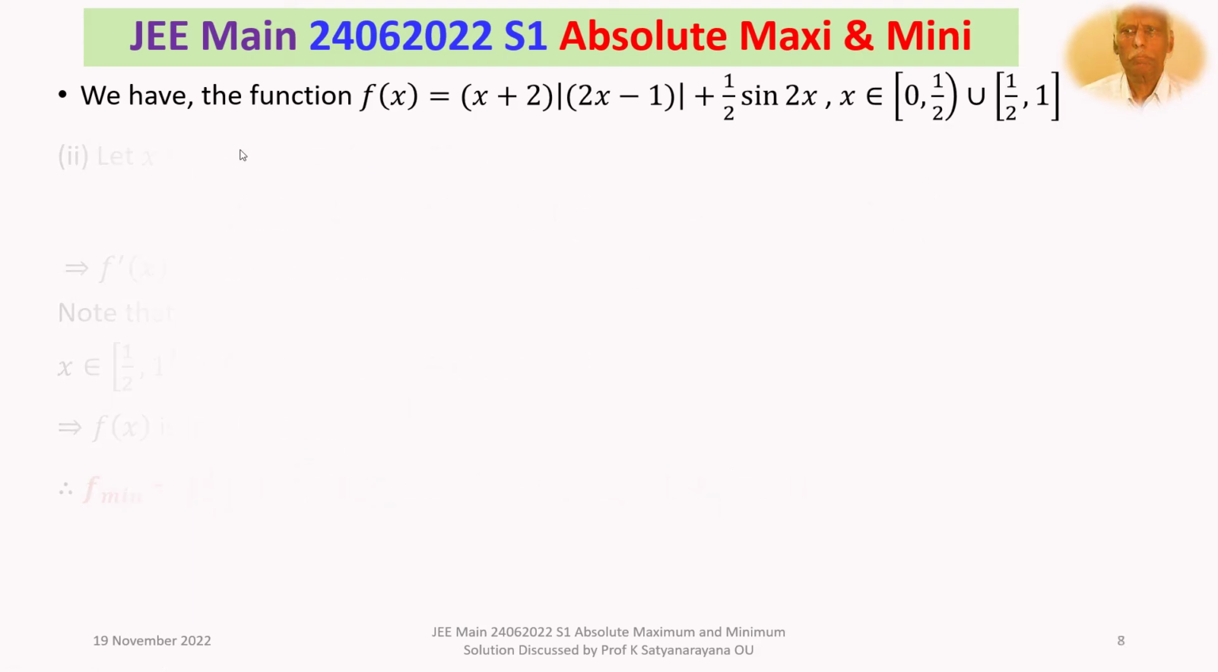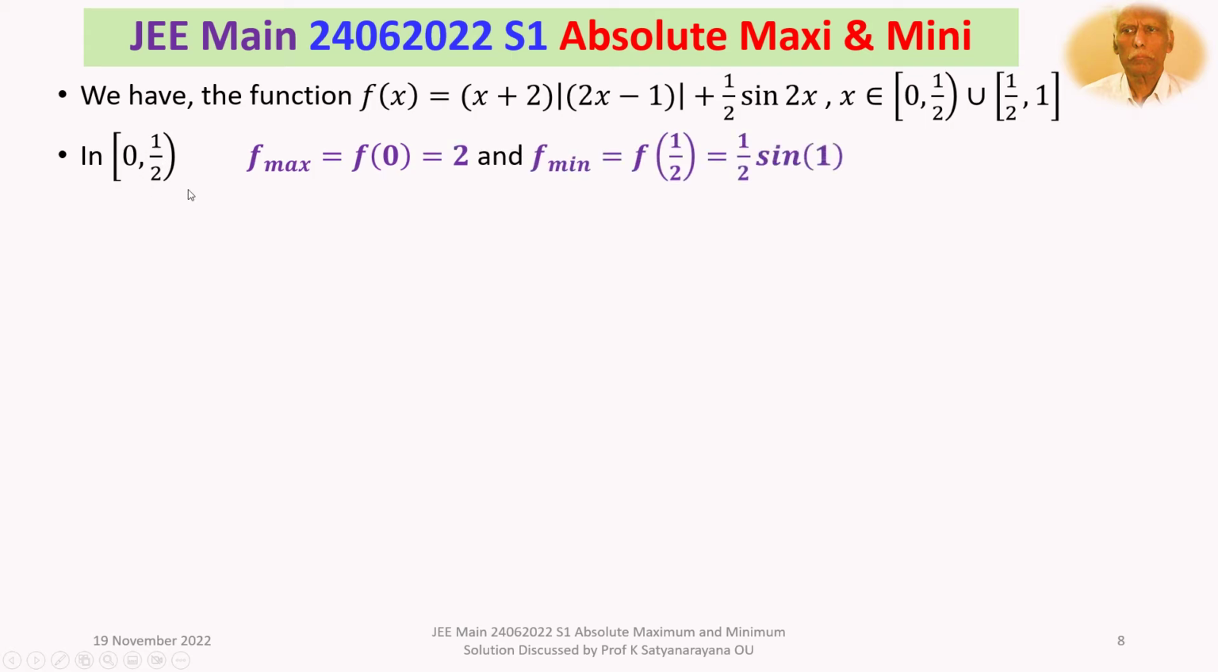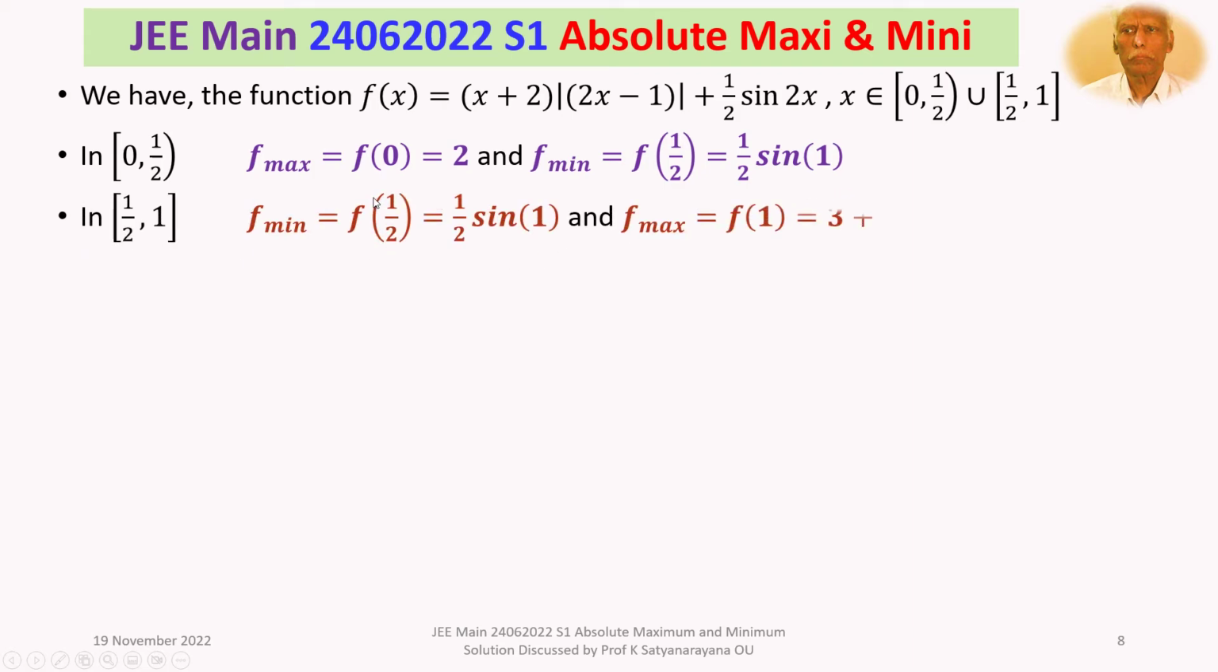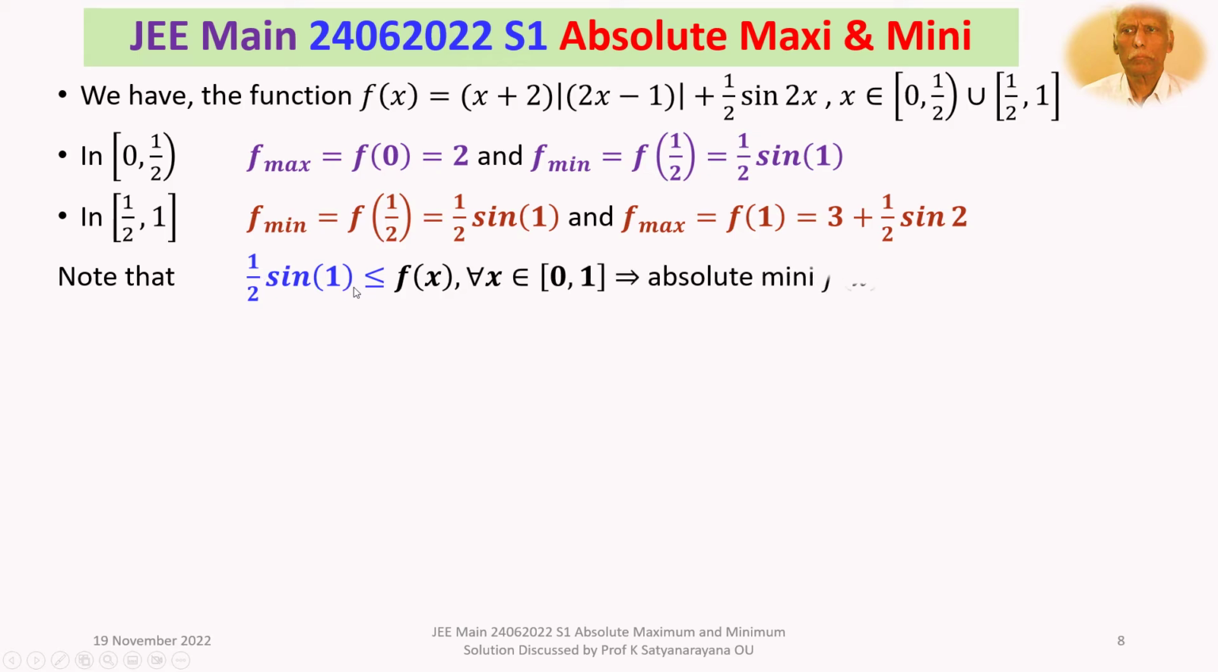So, in the first interval 0 to half, f max is 2, f min is 1 by 2 sine 1. And in 1 by 2 to 1, f min is f of 1 by 2, that is 1 by 2 sine 1. f max is f of 1, that is 3 plus 1 by 2 sine 2. So, now what we see is 1 by 2 sine 1 is less than or equal to f(x) for all x belonging to 0 to 1. So, 1 by 2 sine 1 will be the absolute minimum for f(x).